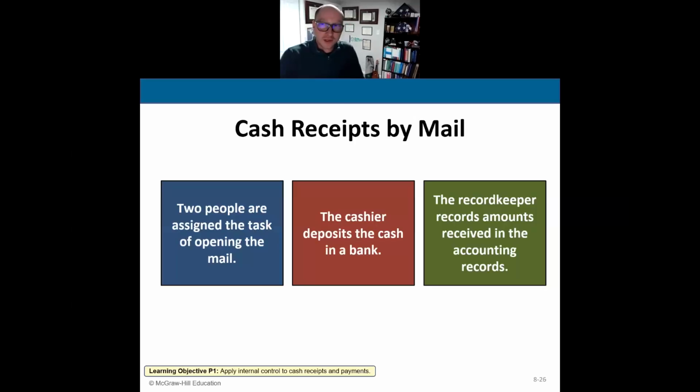Okay. Cash receipts via mail. Two people are assigned to the task of opening the mail, typically. The cashier deposits the cash into the bank, meaning checks. The record keeper records the amount received. Simple. Remember, separation of duties. That's why I got two people.